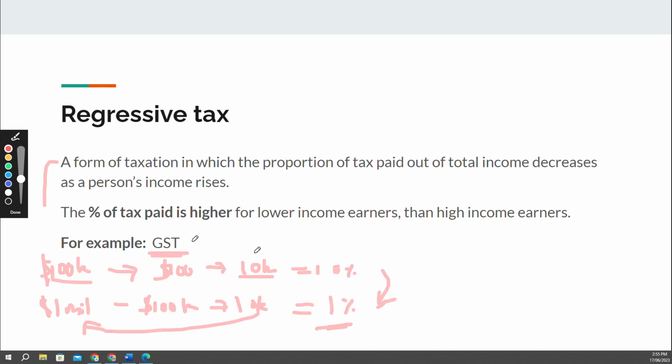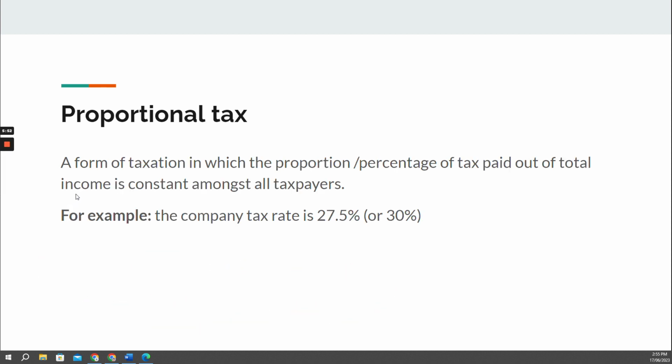So in this case, the GST is a regressive tax because the more you earn, the less you pay in percentage terms. Now, the final tax is called a proportional tax. It's also known as a flat tax, and that just means that regardless of how much you earn, your tax rate, the percentage tax rate that you pay to the government, is the same.